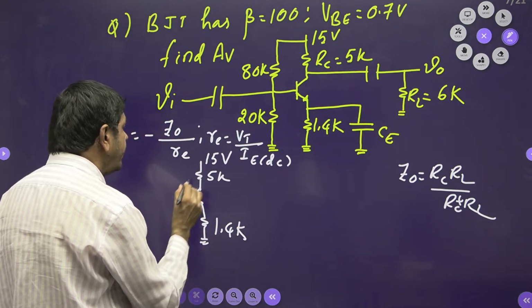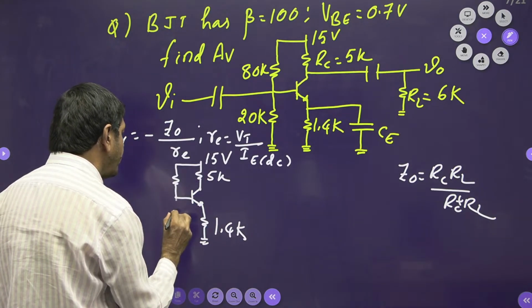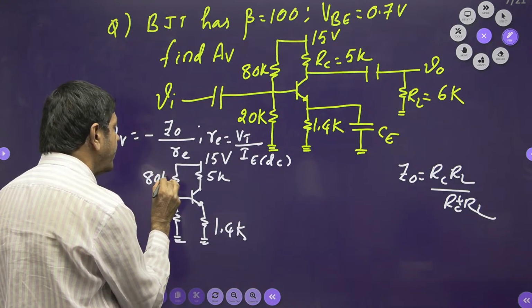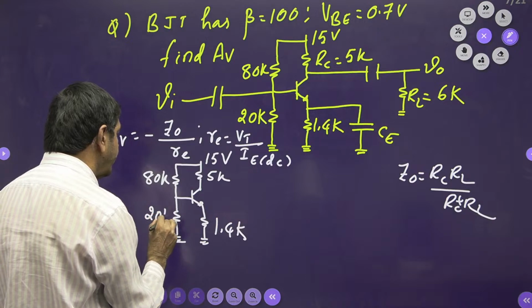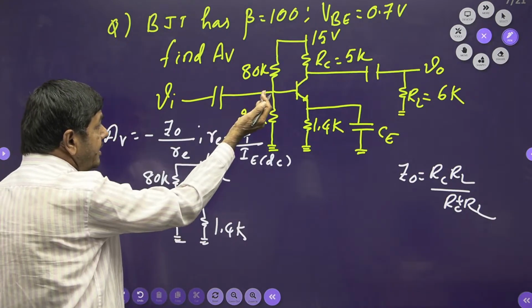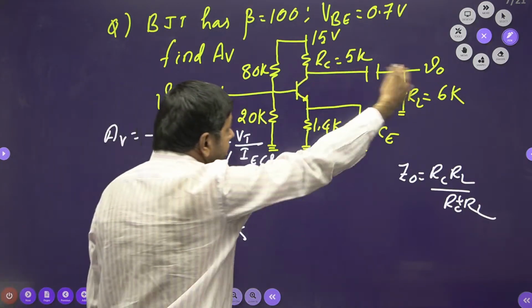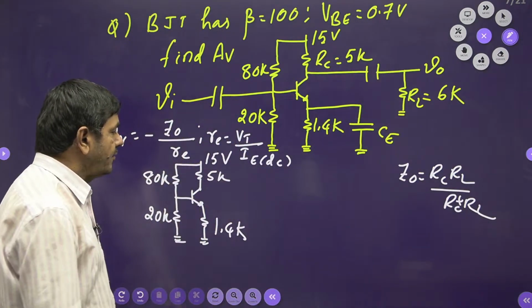Here I got 80K this side, and also I got 20K. This is 80K, this is 20K. Under DC analysis, the capacitor is open circuited. This network will be removed. Under DC analysis, this is removed. I am getting this network only now.